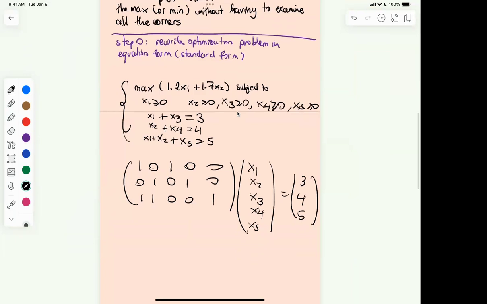Is that okay so far? Everything making sense here? I'll just write the important thing: that A is 3 by 5, B is 3 by 1, which is less important, and x is here 5 by 1. Okay, so step 0 is just the rewriting, which in many problems may already be written in equation form. That's why I'm calling it step 0, because it's not something you necessarily do every single time.